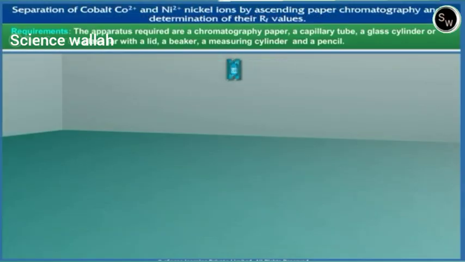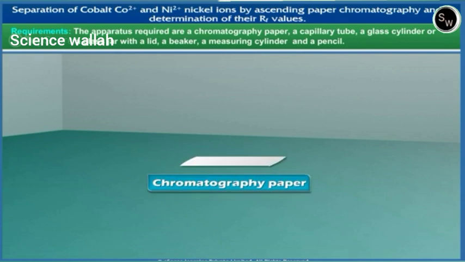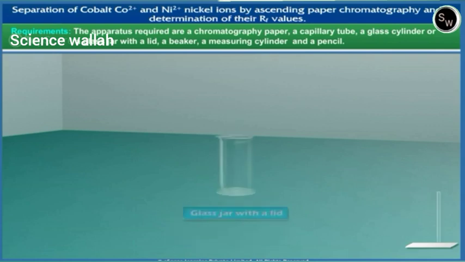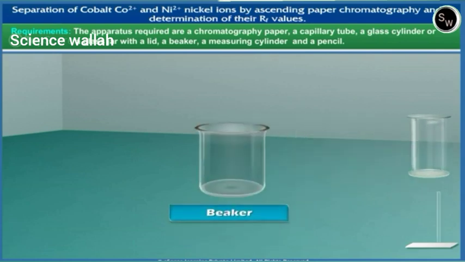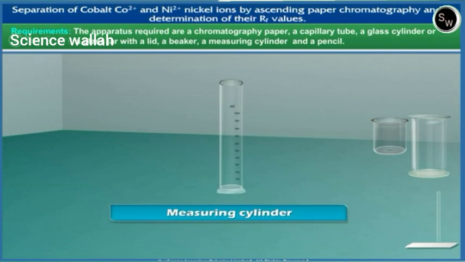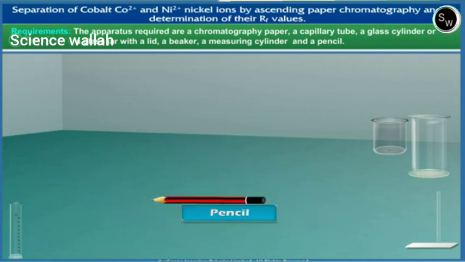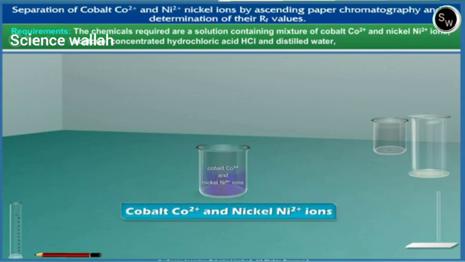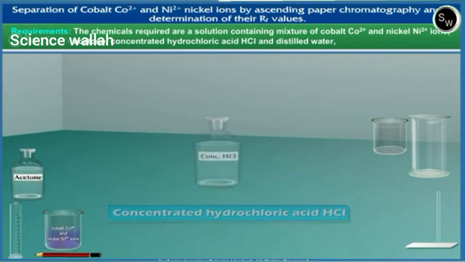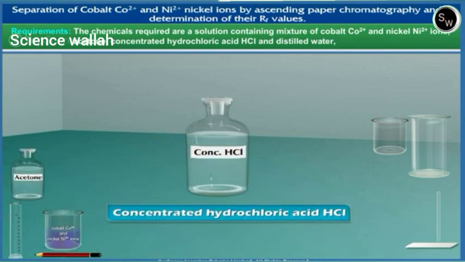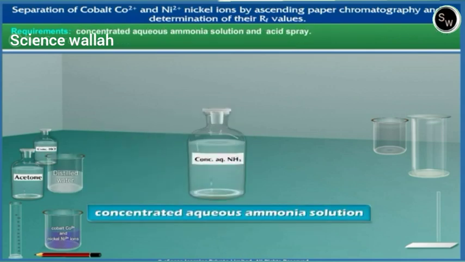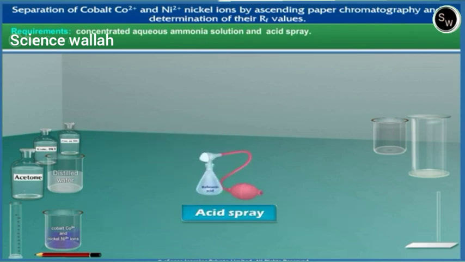Requirements: the apparatus required are a chromatography paper, a capillary tube, glass jar with a lid, a beaker, a measuring cylinder, and a pencil. The chemicals required are a solution containing mixture of cobalt and nickel ions, acetone, concentrated hydrochloric acid, distilled water, concentrated aqueous ammonia solution, and acid spray.